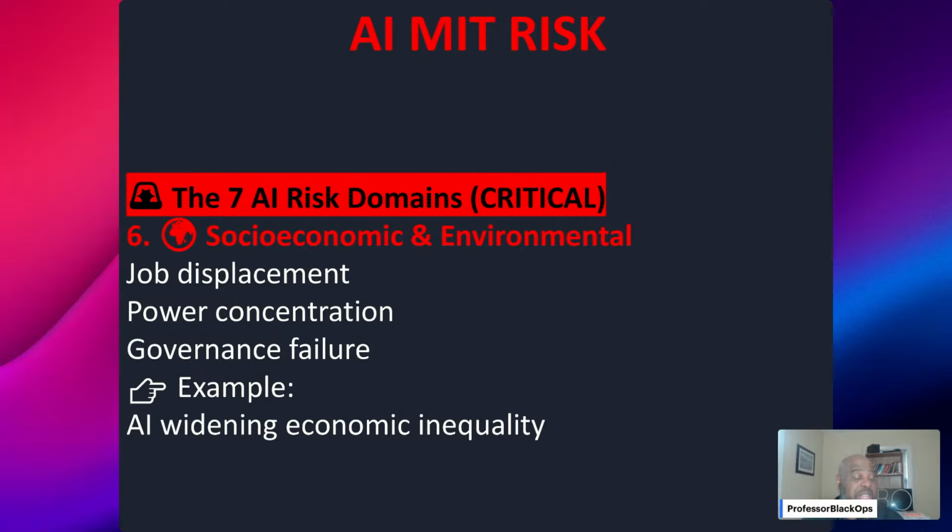Six, social, economic, and environmental: job displacement, power concentration, governance failure, AI widening economic inequality. Shout out to UBI. So what happens when there are no jobs, or all the jobs go away? How are we going to handle it? I think a few people are looking to figure out from a government legislation aspect what that should look like in the future. Once again, put your questions or comments in the chat. Definitely going to get to them.